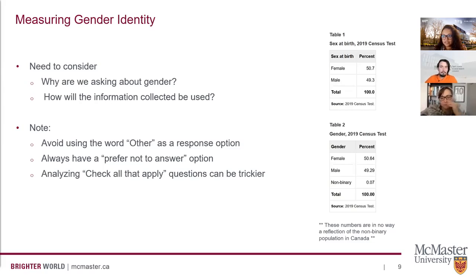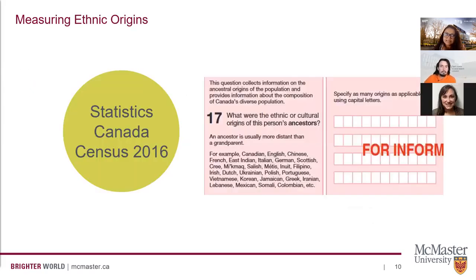I'm just going to move on. If you have any questions, just let me know, but I'm going to move on to analyzing ethnicity and race. So Statistics Canada measures ethnic origins by asking what were the ethnic or cultural origins of this person's ancestors, and then they define what an ancestor is and they give you examples.